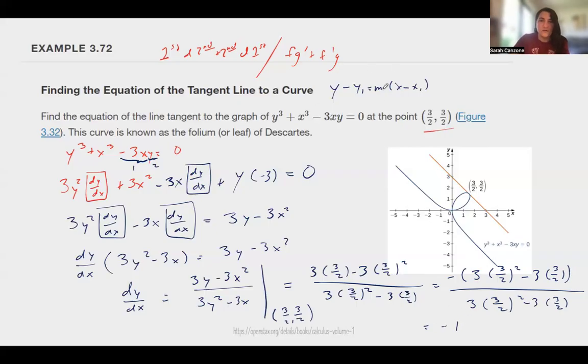Now we're looking to find the equation of the line. We have the slope, we have a point. I'm going to go ahead and write the equation up here because silly me ran out of room. So we have y minus, this is x1 and this is y1. So y minus 3/2 equals m, which we just solved for, -1, times x minus 3/2. And this is an appropriate equation for a line in my class.